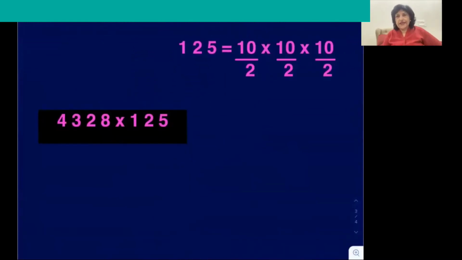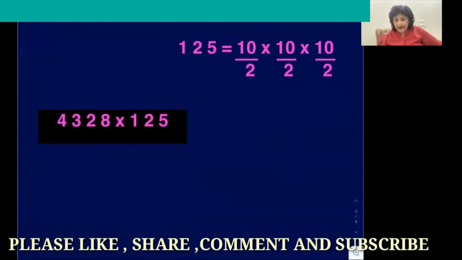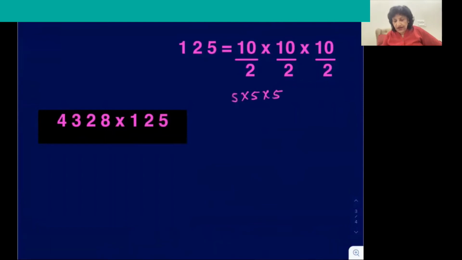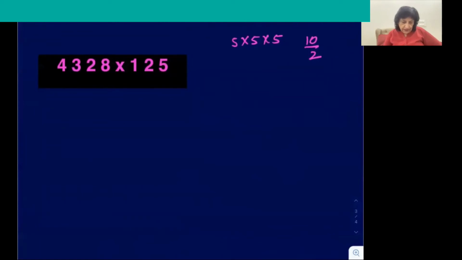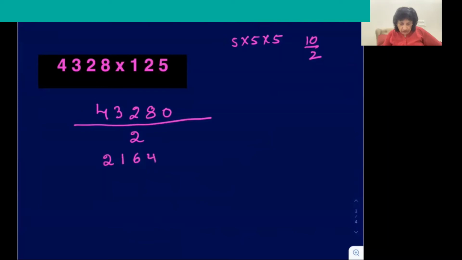Now let's take up the same number multiplying by 125. 125 is 5 into 5 into 5 and 5 we are taking up as 10 divided by 2. So let's see how we do this one. I have taken the same number 4, 3, 2, 8. First I join 1 0 at the end of this number. And the second step would be to divide this number by 2. So I get 2, 1, 6, 4, 0.